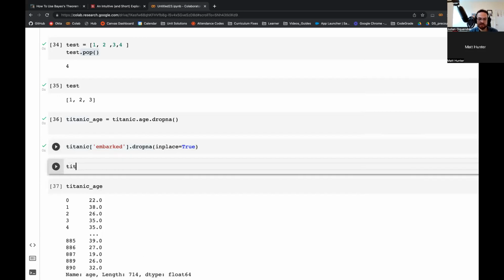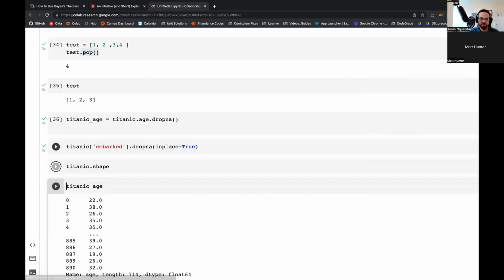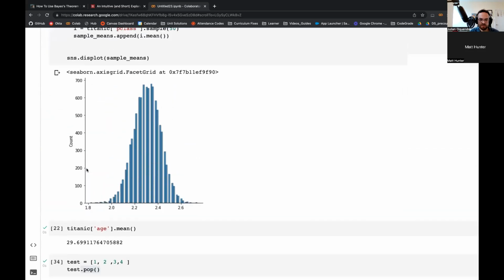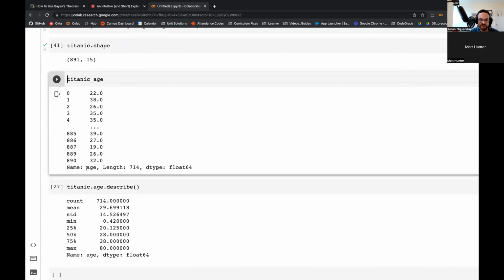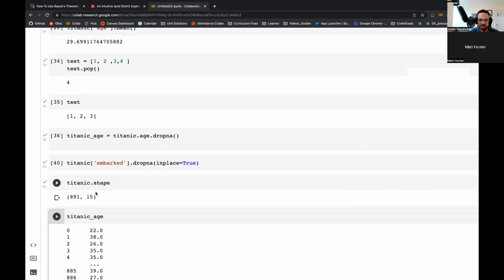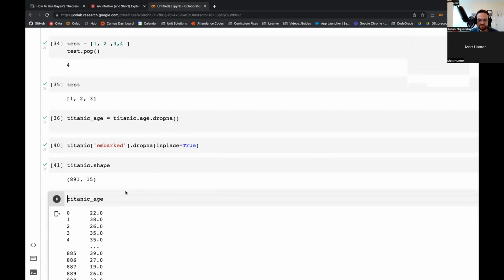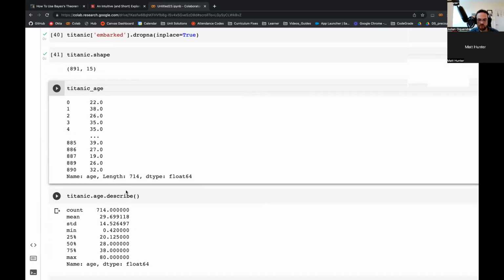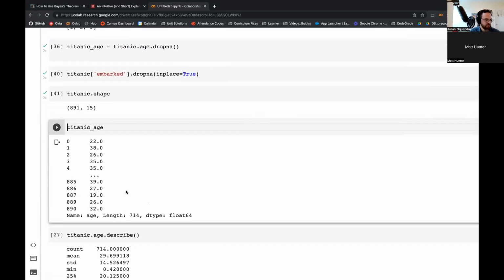So if I take a look at my Titanic data set now, what was my original shape of the data set? Yeah, so the data set still has 891 rows. Okay, questions so far? Okay, that helps.